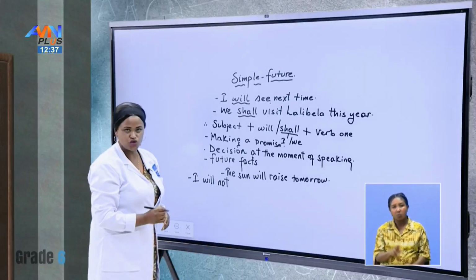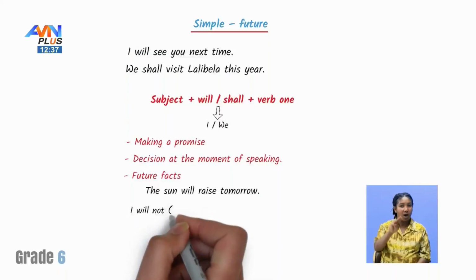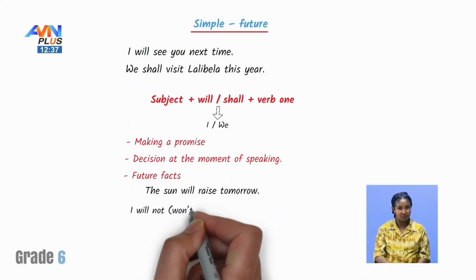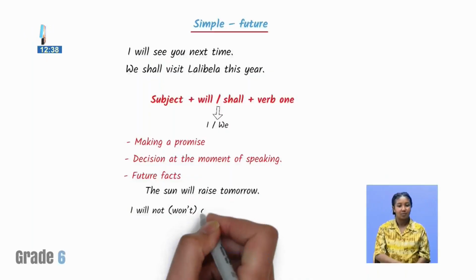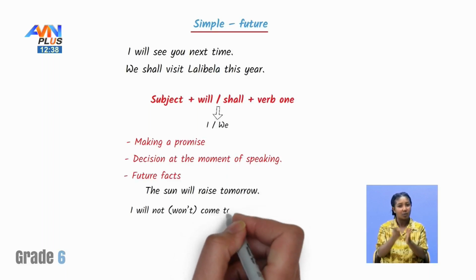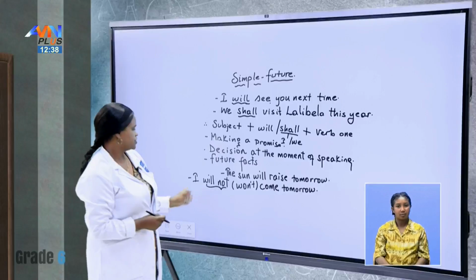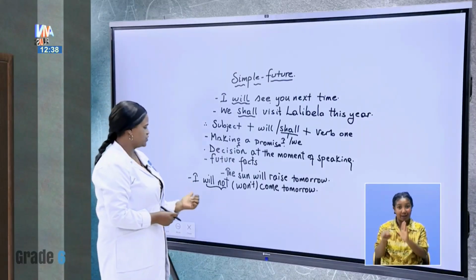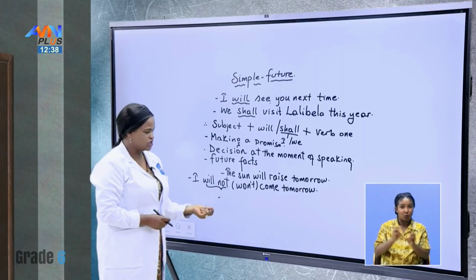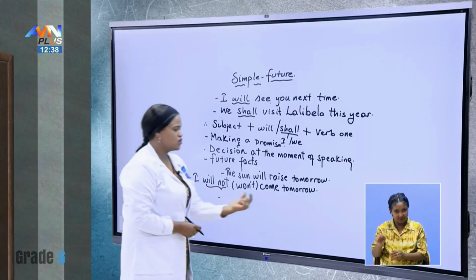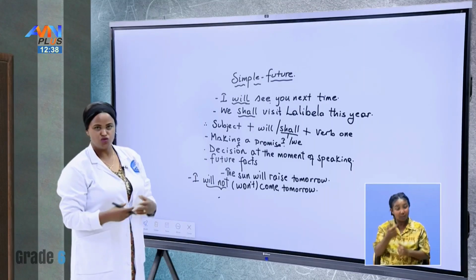Or how do we make it short? Will not, this one. I will not, or I won't. Very good. I won't. Look at this, won't. I won't come. Let's say when you say next time, if it was tomorrow, I won't come tomorrow. So when we make it negative, what do we say? I will not, yes? And the contraction, or the short way of will not, is won't, yeah? I will not or I won't come tomorrow.